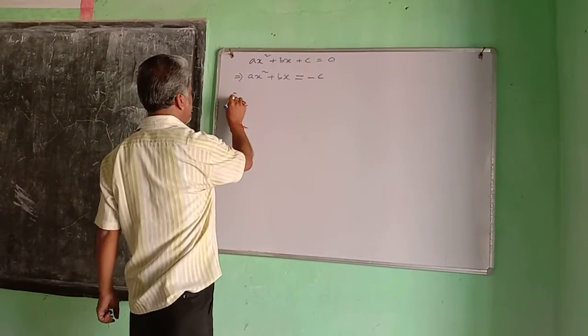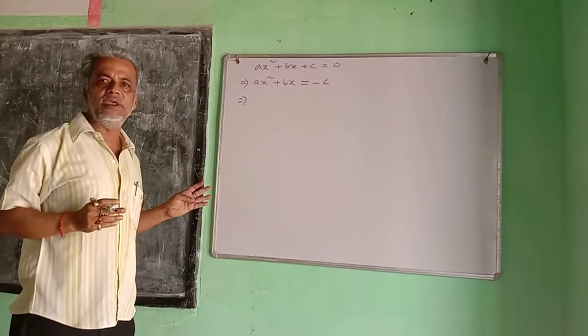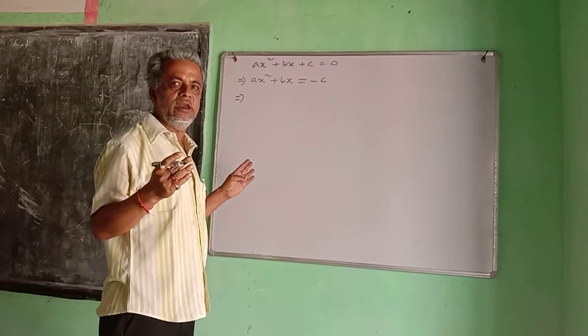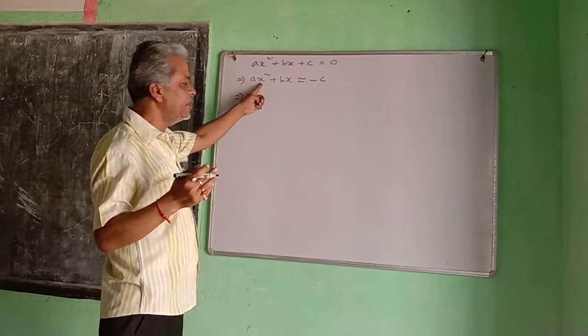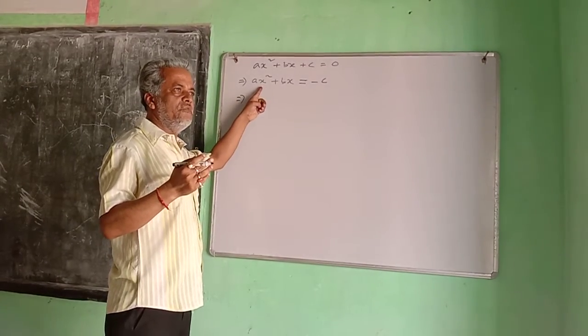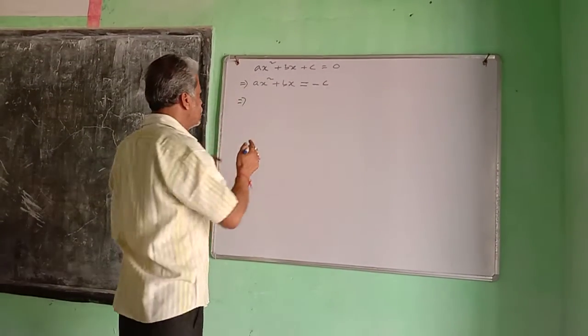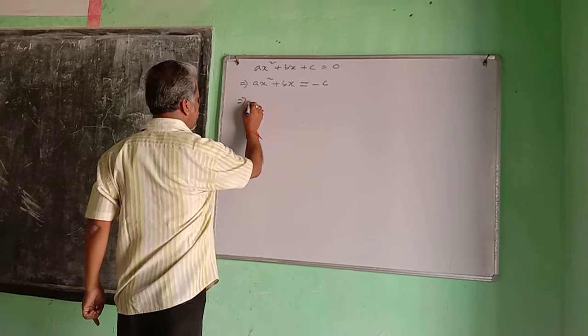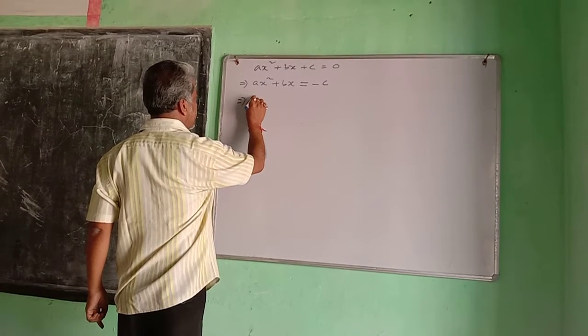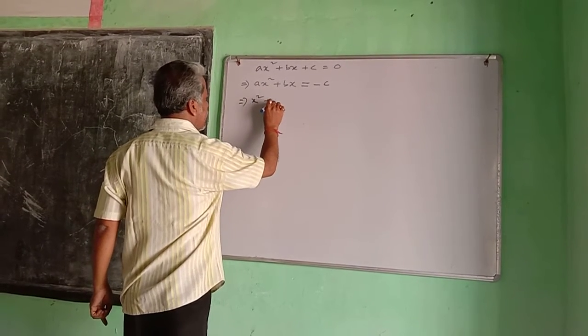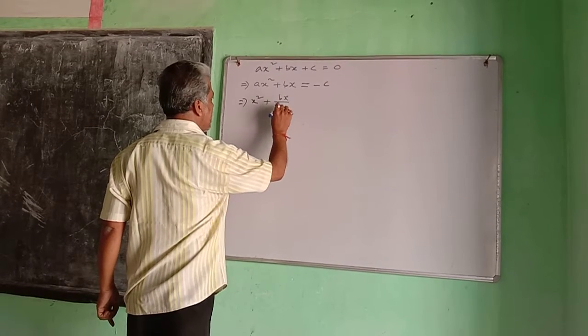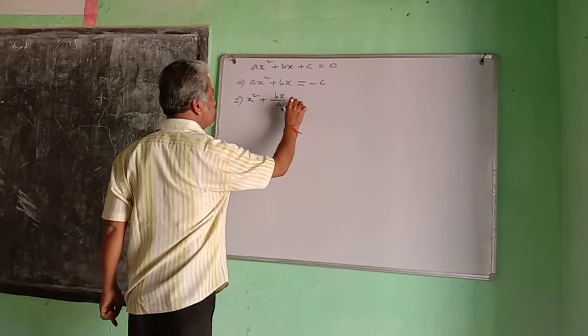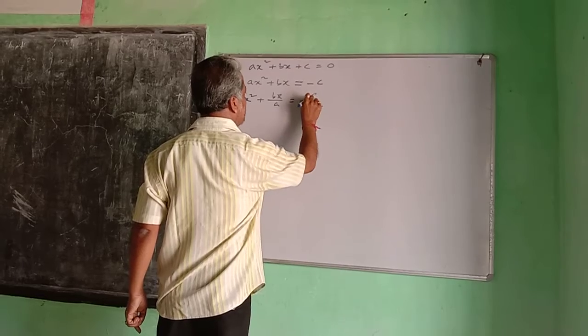Now the next step is divide the equation by the coefficient of x squared. The coefficient of x squared is a. So divide the equation by a. ax squared by a is x squared, and bx by a is equal to minus c by a.